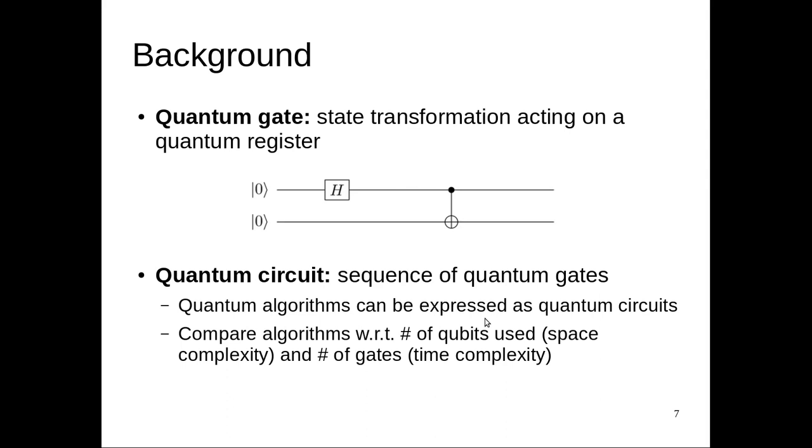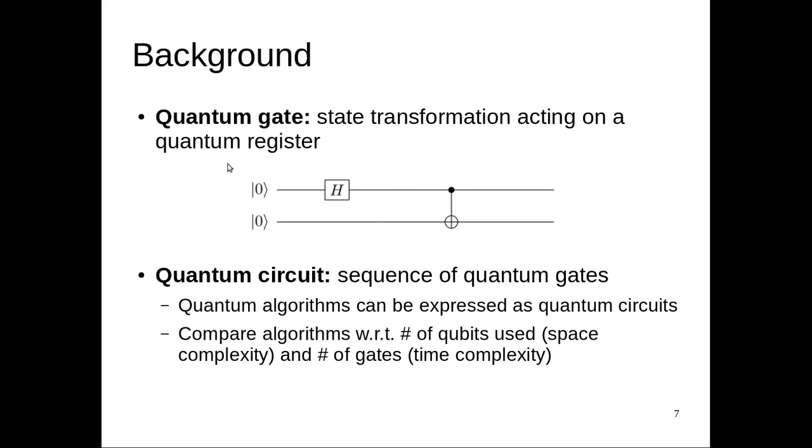A quantum gate is a state transformation that acts on a quantum register. And a quantum circuit is a sequence of quantum gates. So quantum algorithms can be expressed as quantum circuits. And often when we compare quantum algorithms, we compare them with respect to the number of qubits used, so the space complexity, or the number of gates used, the time complexity.